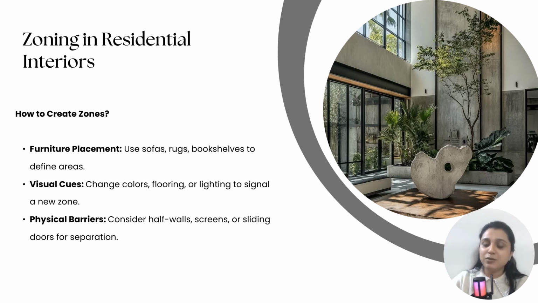Then comes your physical barriers. Consider half walls, screens, sliding doors for separations. Now, if you want to segregate different zones, you can have sliding doors. There can be wall screens, there can be partitions. So all of that is also there for you to create zones.